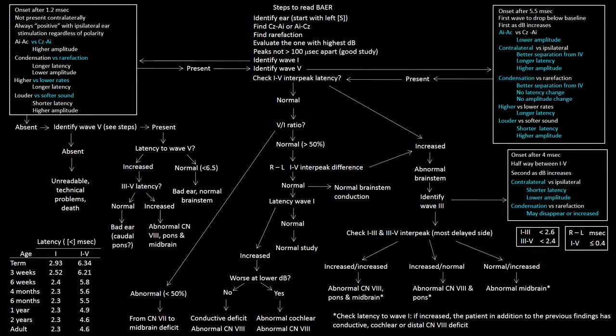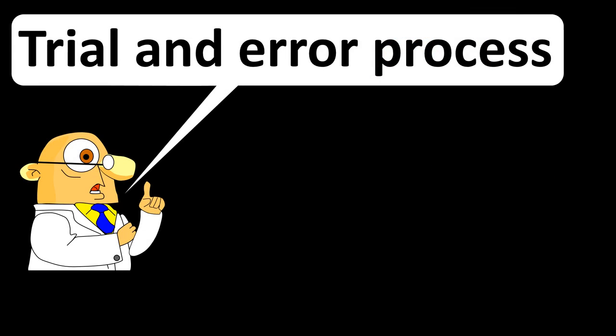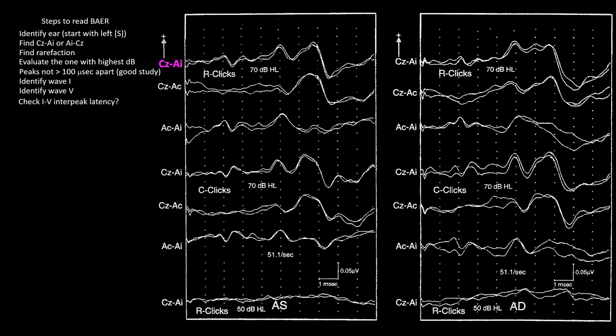So going back to the master chart, you see that the next step is to identify wave 1. How do we do this? By a trial and error process. I like to start by analyzing the first positive wave. So going back to the frame with the panels, the item signaled by the arrow is wave 1 identification.